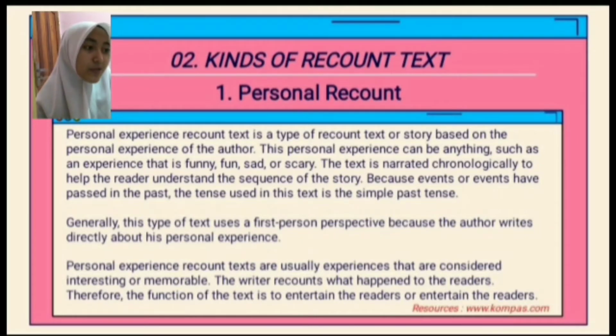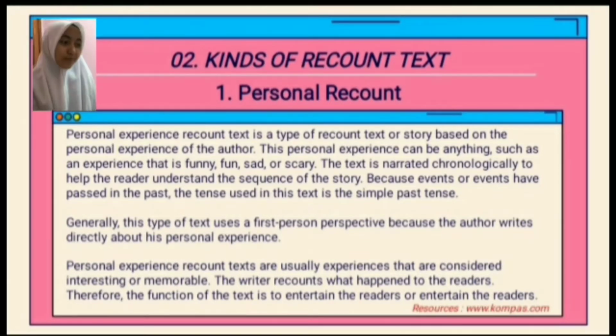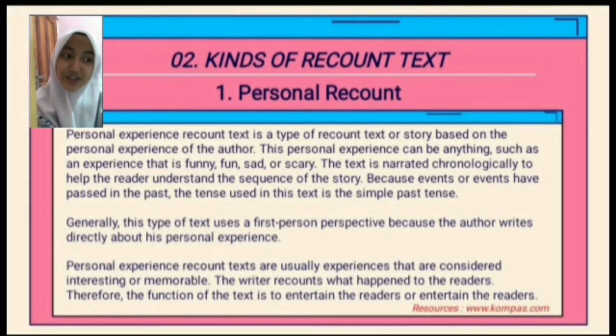This personal experience can be anything, such as an experience that is funny, fun, sad, or scary. The text is narrated chronologically to help the reader understand the sequence of the story. Because events have passed in the past, the tense used in this text is the simple past tense. Generally, this type of text uses the first-person perspective because the author writes directly about his personal experience.